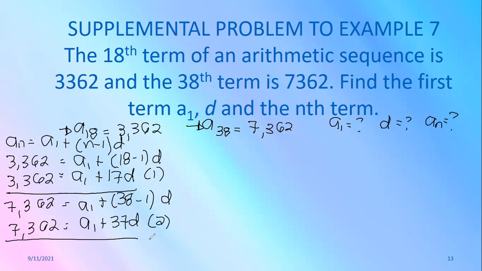Next, I'm going to rewrite the two equations. So this will be 3,362 equals a sub 1 plus 17d, and 7,362 equals a sub 1 plus 37d.